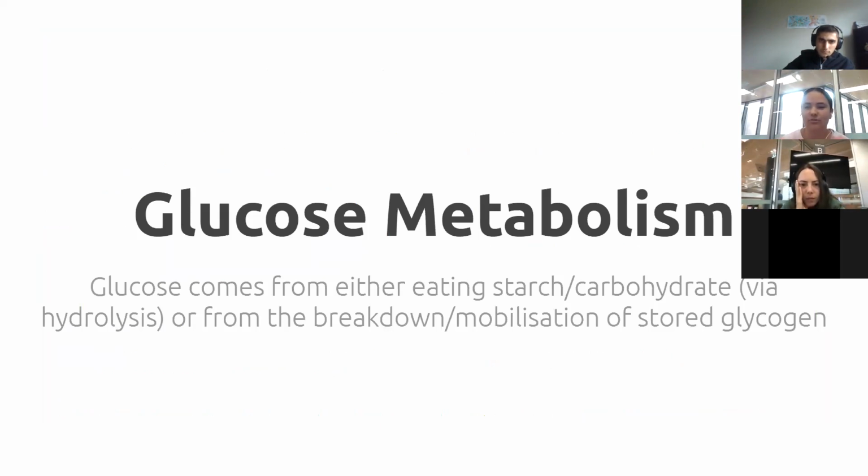Yeah. So we'll start with glucose metabolism, which is the center of everything, in my opinion. Glucose originally either comes from eating starch or carbohydrates, like sugars, via hydrolysis. Glucose is a sugar. Or from the breakdown or mobilization, which is the main word that you'll use, of stored glycogen. So it goes opposite ways. Glucose can become glycogen, and then glycogen can go back to being glucose.